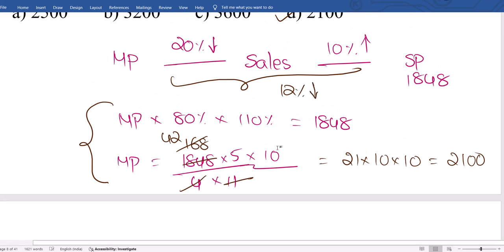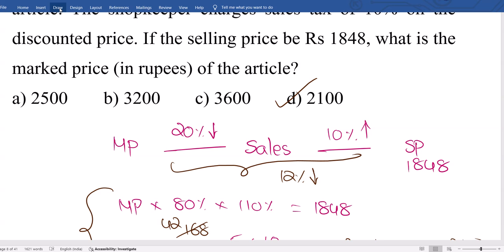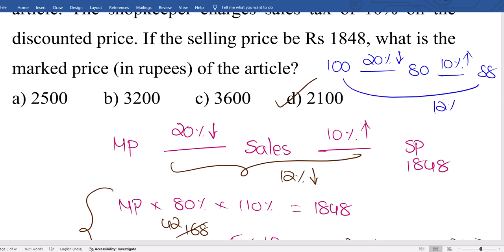See, 20% decrease means 100 becomes 80. For 80, 10% increase gives 88. 100 becomes 88 means 12% decrease. It's not 10, the effect is 12%. It's not addition and subtraction directly. So if you want to do it directly, MP into 88% equals 1848. Directly you can.